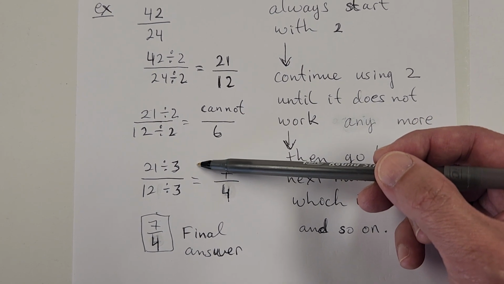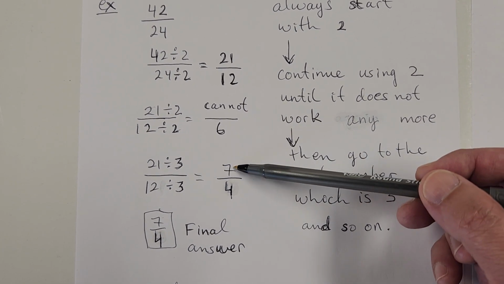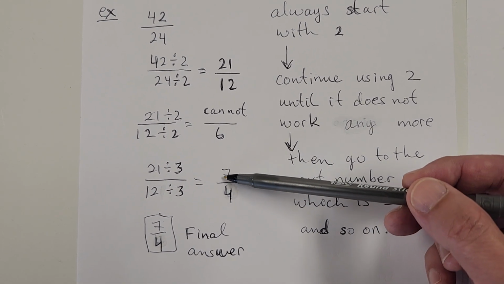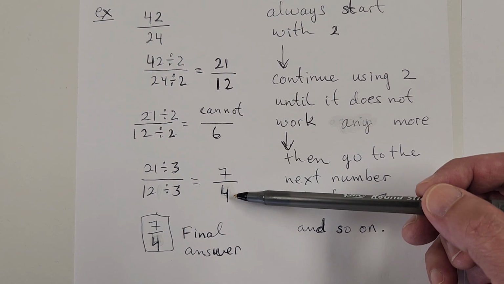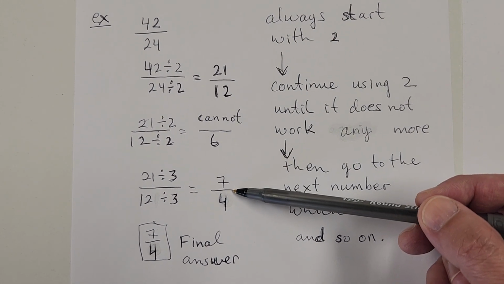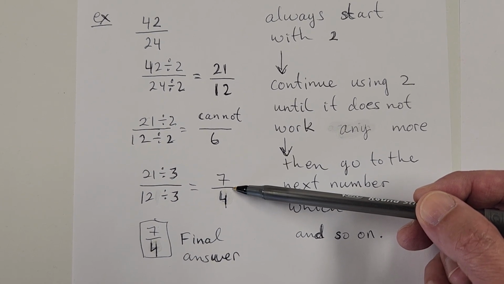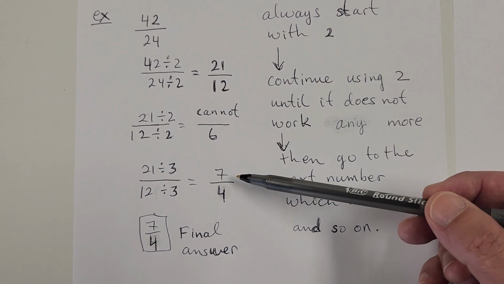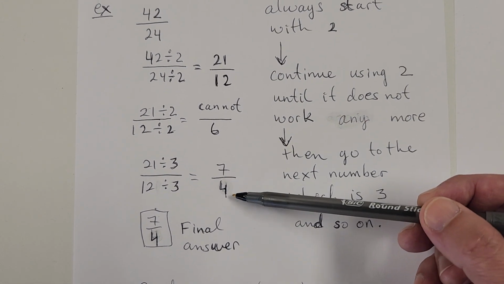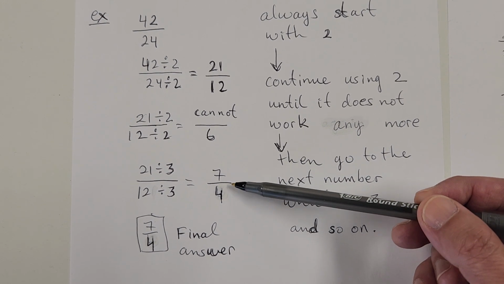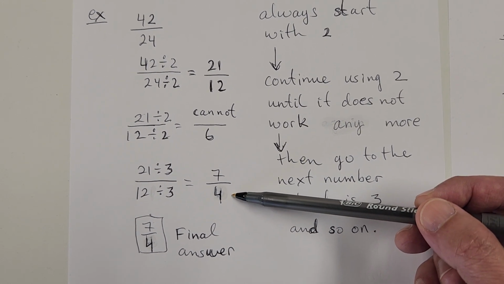Now go on to 3. 21 divided by 3 is 7. 12 divided by 3 is 4. Continue until it is completely reduced, from the original down to the smallest fraction. Okay, so one more time. This is our original, 42 over 24, and this is our final answer, 7 over 4. The reason is because you cannot reduce anymore. This is the smallest that it can get.